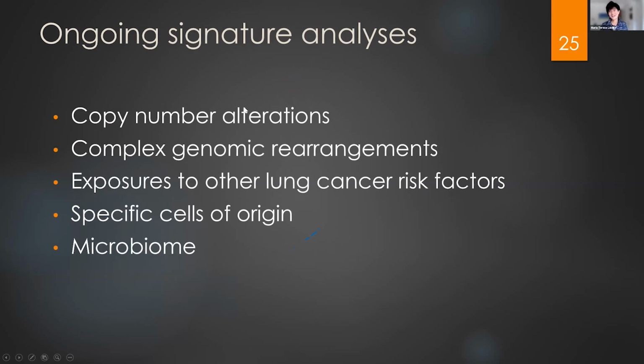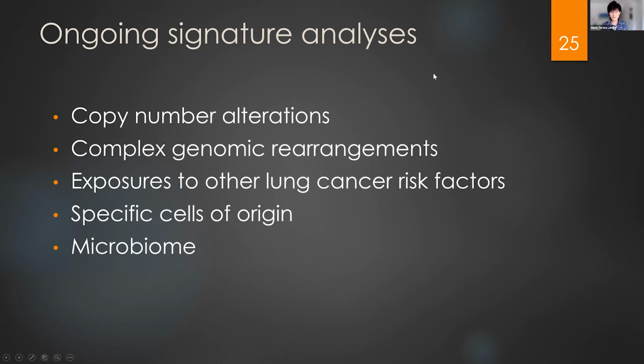There are many other analyses that we are conducting, including copy number alterations, complex genomic rearrangements, exposures to other signatures, and also other exposures such as radon and other important risk factors for lung cancer. We are also testing whether there are different signatures based on specific cells of origin, and whether the microbiome in the lung tissue can affect these signatures.